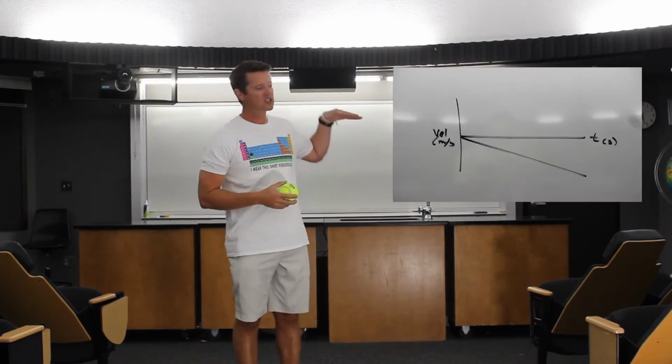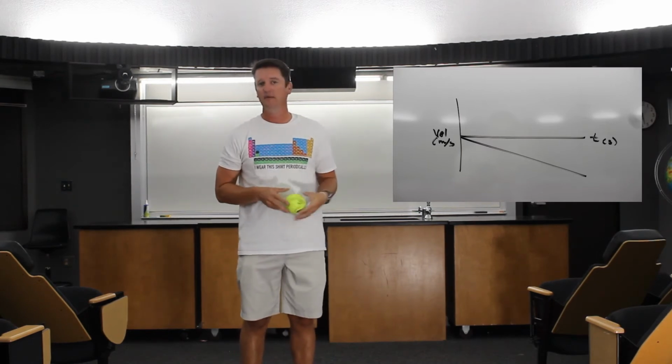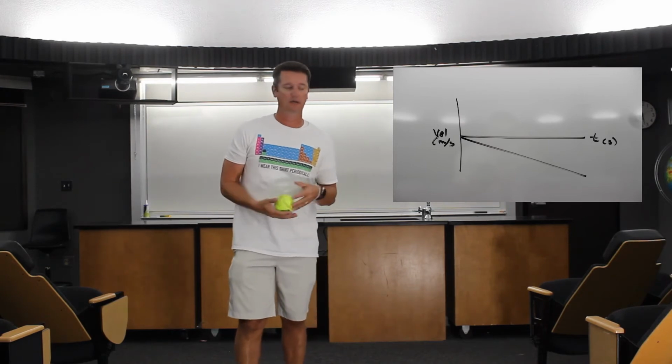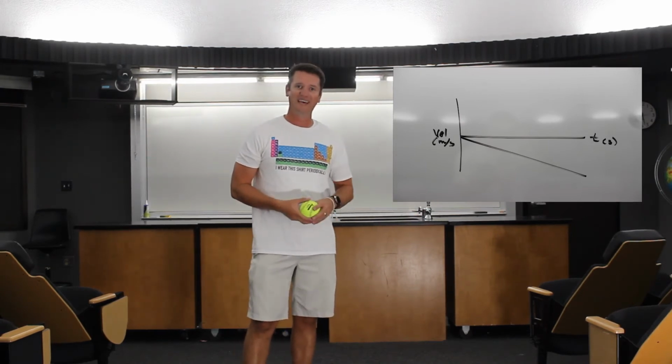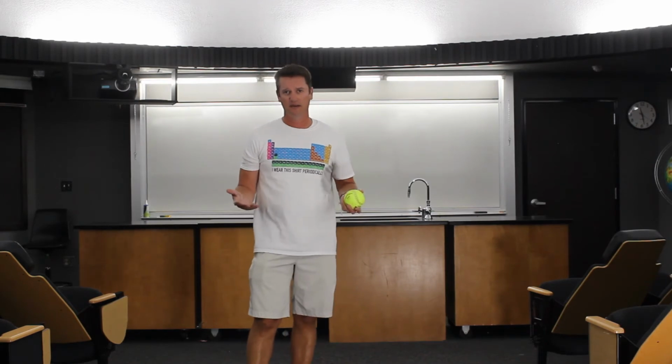And if you'll notice, the slope of the velocity versus time graph is going down. And we said that the slope of the velocity versus time graph gives us our acceleration. So our acceleration is going to be constant, and it's going to be below the x-axis as a horizontal line. In fact, with gravity, it's constant all the time. It's negative 9.8.